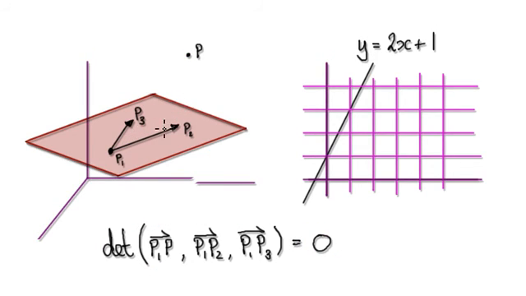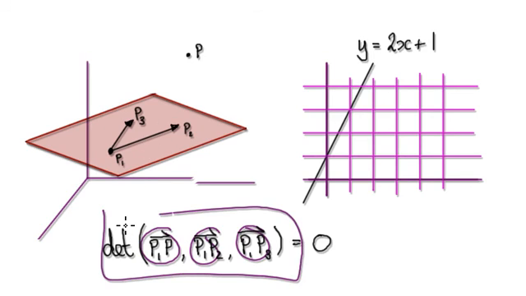So the way we would describe this plane is that we demand the 3 vectors to have a volume, the determinant or the volume, to be 0.